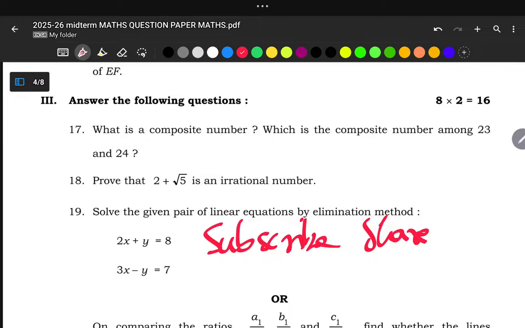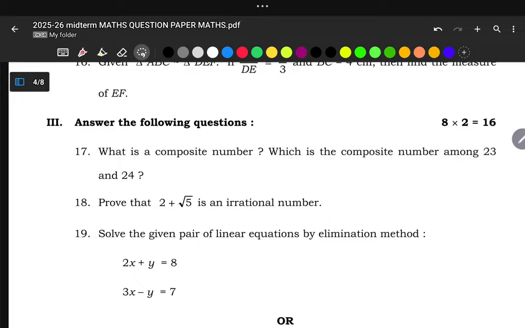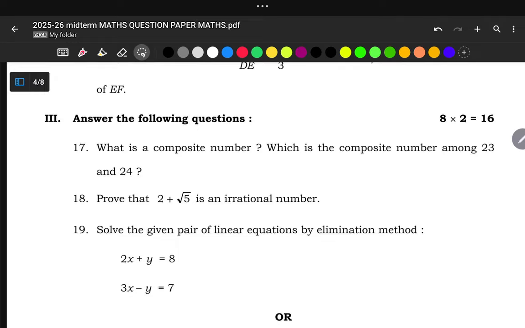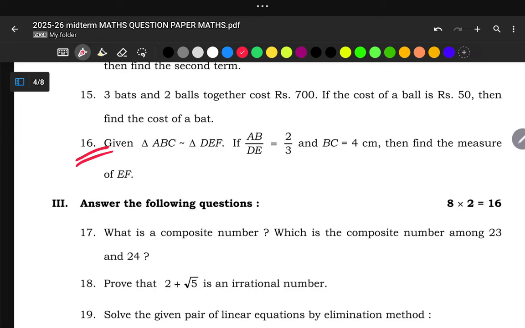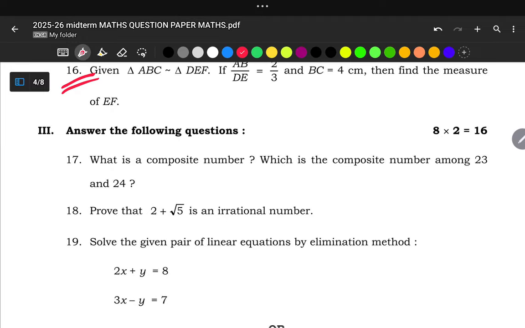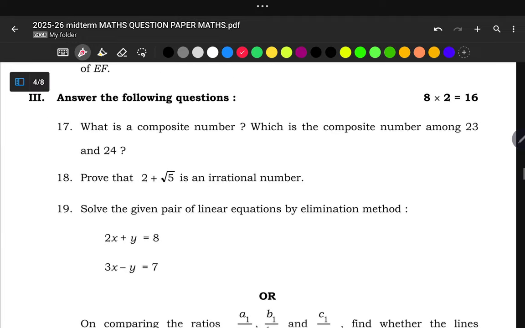Yes. Now I'm going to discuss the 2 marks questions. See, that is the question number 17. In yesterday's class, I discussed up to 16 questions. Those are 1 mark questions. Now first understand the question.